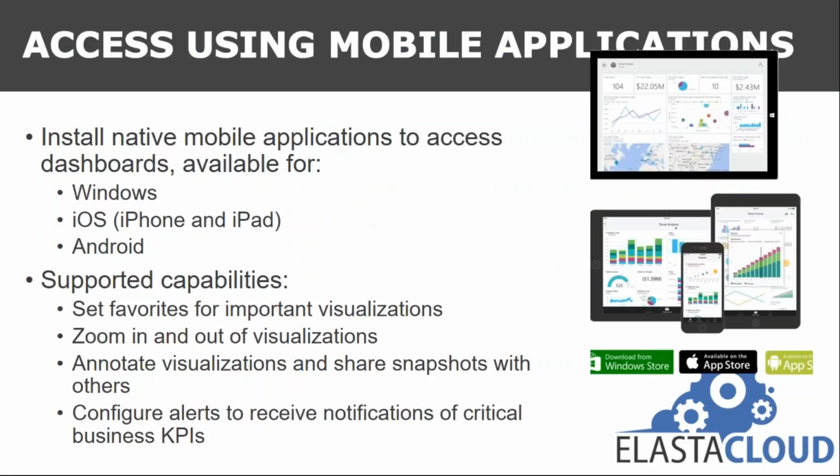Okay, now I mentioned this, so access using mobile applications. You can zoom in and zoom out of visualizations, you can annotate visualizations, take snapshots, and share those snapshots. You can also configure alerts. So if you're using real-time data, you may want to see if something is changing. For example, you may be pulling Google Analytics data into Power BI and you suddenly see that a product isn't selling whereas it was, or that a particular KPI has changed and you want to be able to jump on that immediately. You can do that with Power BI.